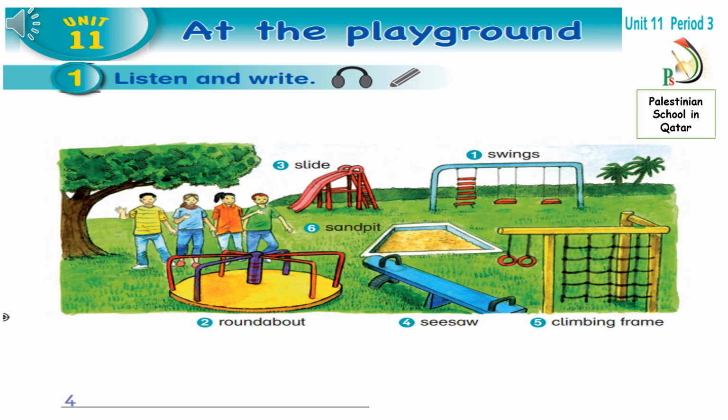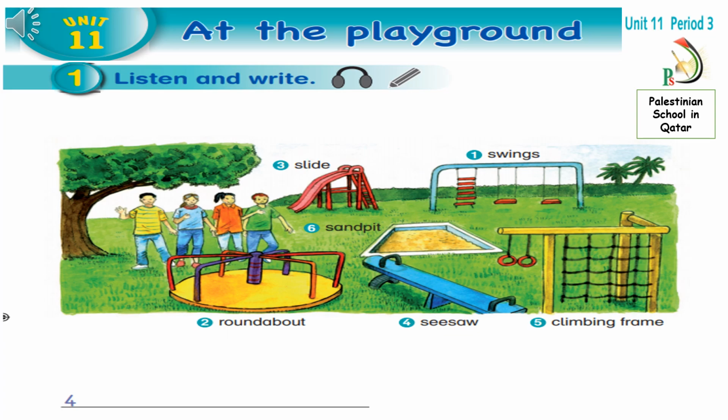I want you to listen. Prepare your pencil first, then listen and write the numbers on the line according to what you listen. For example, seesaw, number 4. When we hear seesaw, so we write number 4 on the line. So listen and write the numbers on the line according to what you listen.